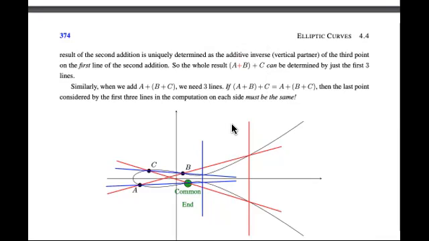Okay, so then thinking about the other one, what if we do b plus c first? So b plus c, so we add that, we go vertical, we get that. Then we draw a line through there and a, and hopefully we get to the same location. If we get to the same location, that means that indeed this operation is associative.